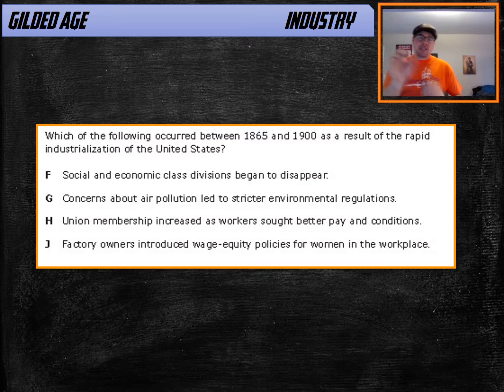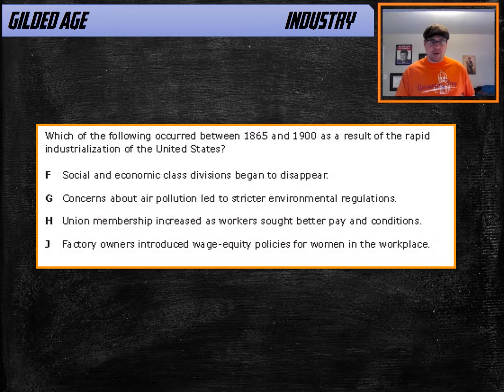Now, the second focus is on the overall negatives of industrialization. Which of the following occurred between 1865 and 1900 as a result of industrialization? This is a very generalized question. You're looking for a negative answer. In this particular case, union membership increased as workers sought better pay and conditions. You've got workers in horrible conditions getting horrible pay, and they're trying to fix it. That is the answer. So labor unions, the increase in labor unions because of negative conditions.